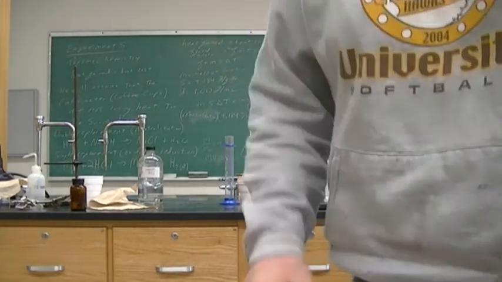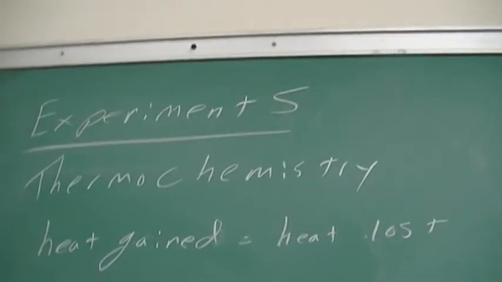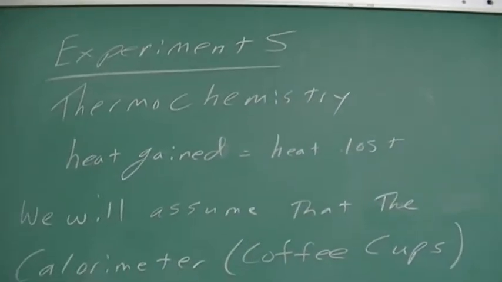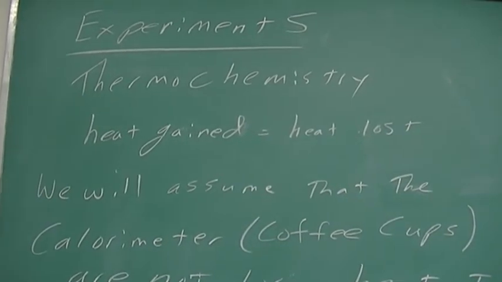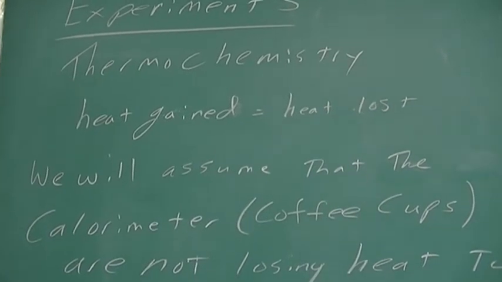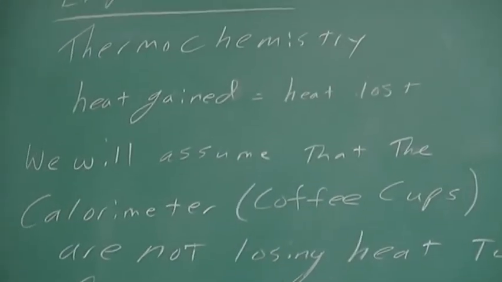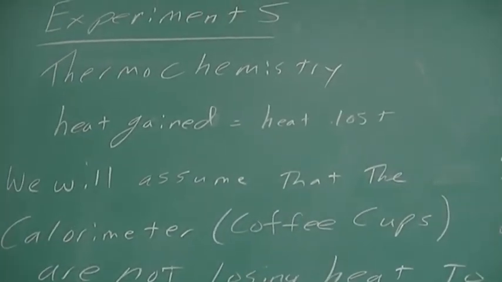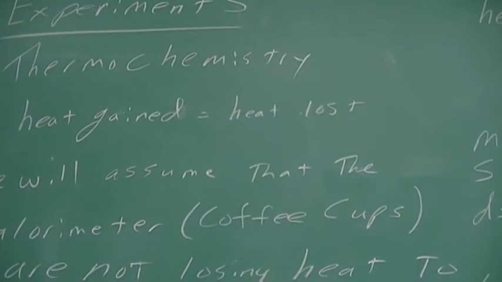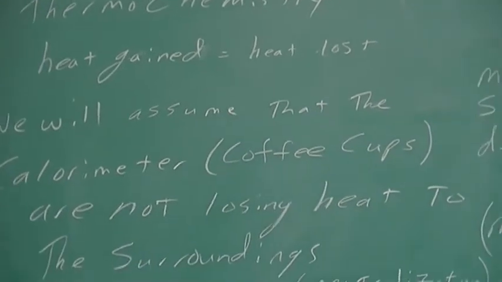Let's go look at our calculations that we need for this lab. All right, so again, we are experiment 5, thermochemistry. Whenever you're doing thermochemistry, you have heat gained is equal to heat lost. The gaining of the heat is from your solution. The solution is getting hotter, and we're detecting that with a thermometer increase in temperature. The heat lost, it's an exothermic reaction. It's giving off heat, and it is being gained by the solution, which is increasing the temperature.